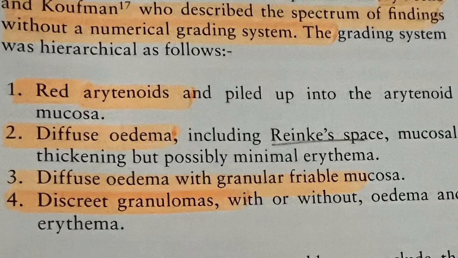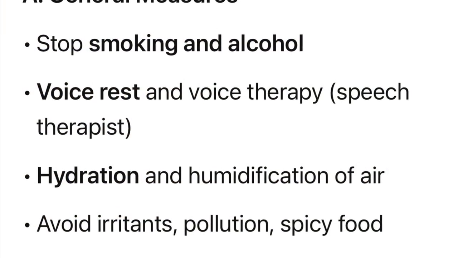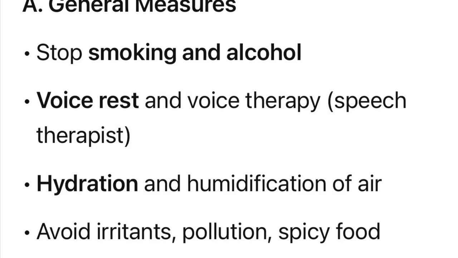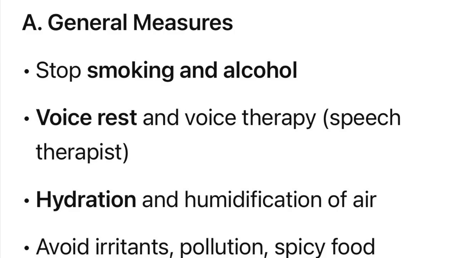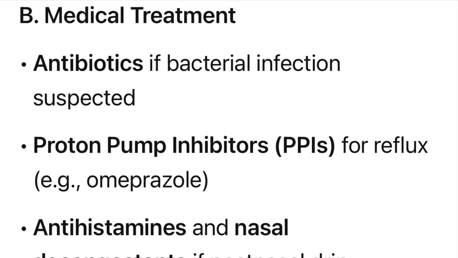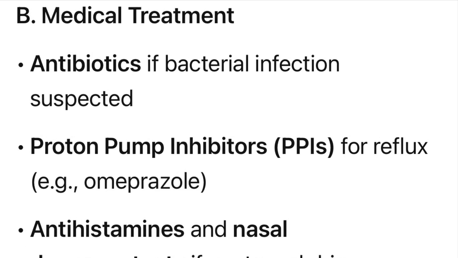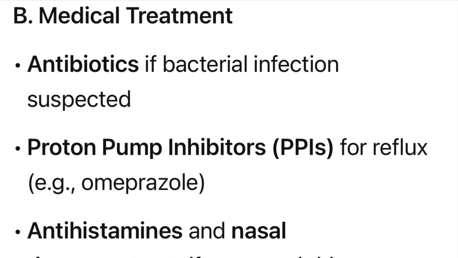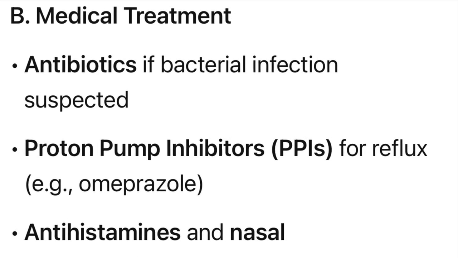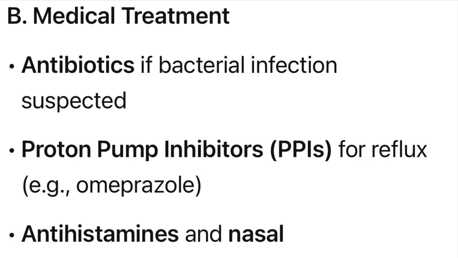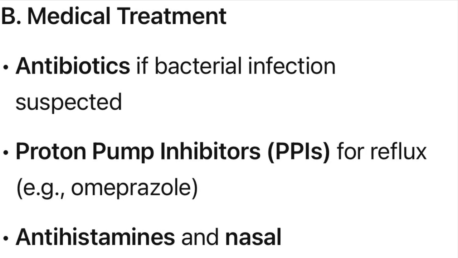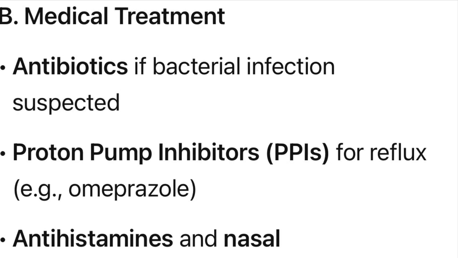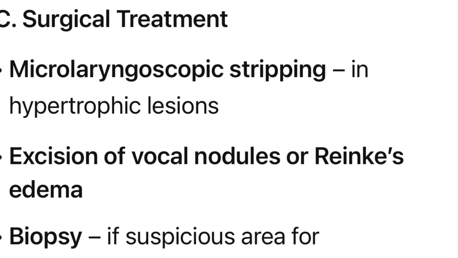Treatment of chronic laryngitis. A, general measures like stop smoking and alcohol, voice rest and voice therapy, hydration and humidification of the air, avoid irritants, pollution, and spicy food. B is medical treatment. Antibiotics if bacterial infection is suspected. Proton pump inhibitors for the reflux like omeprazole. Antihistaminics and nasal decongestant if postnasal drip. Mucolytics, ambroxol can be added, and topical corticosteroids if there is granuloma on the larynx.